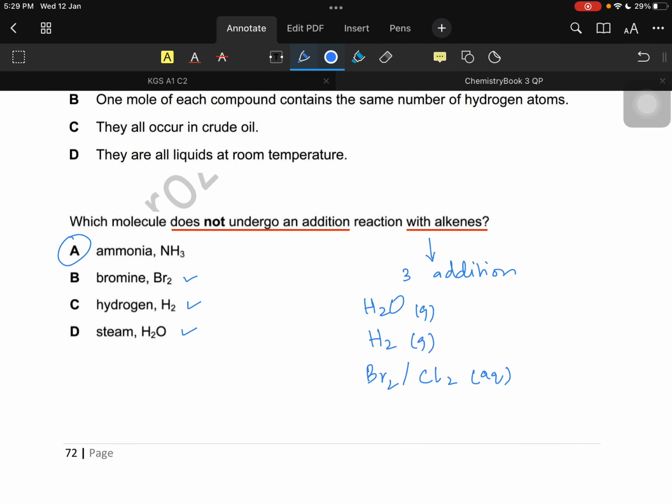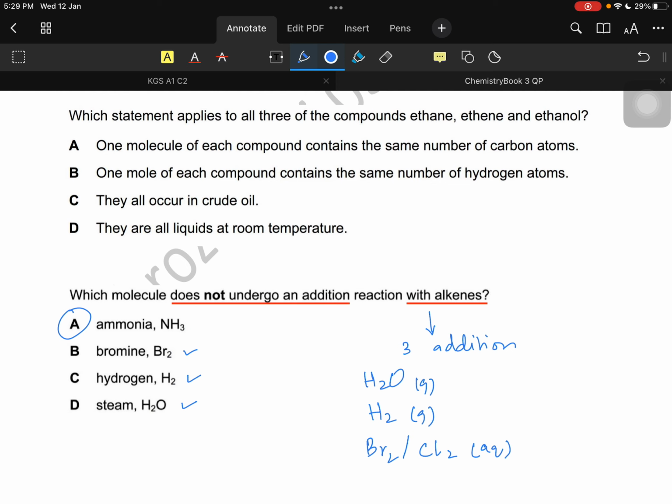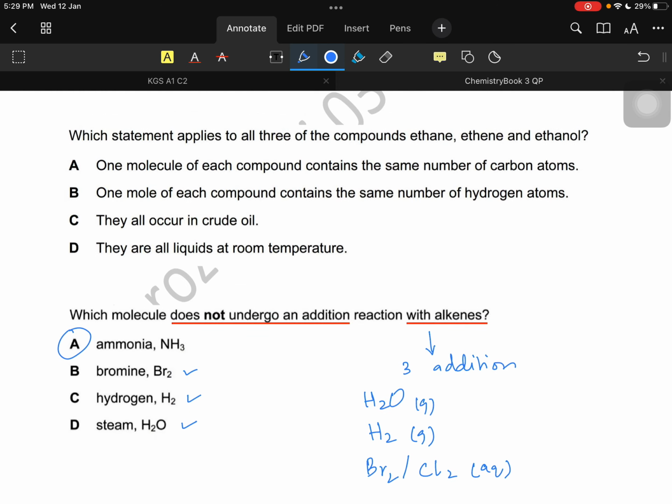So guys, let's recall the fact that there are three different kinds of addition reaction for alkenes where the carbon-carbon double bond is broken down. Let's recall the facts, and in the next video we will be talking more about the paper 2 practice of the alkenes.